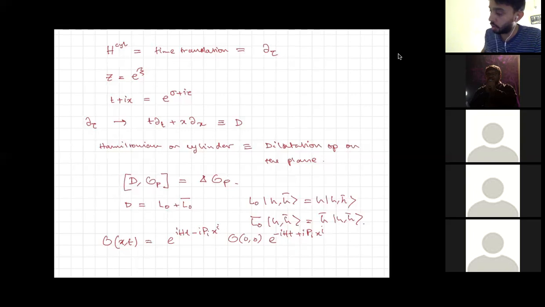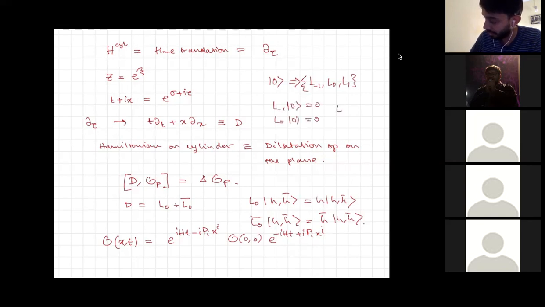So we will define a vacuum |0> such that it is annihilated by L minus 1, L0, and L1. I'm going a little bit ahead of what I want to do, but L minus 1 acting on |0> gives you 0, L naught acting on |0> gives you 0, and L1 acting on |0> gives you 0. So this is how your vacuum is going to be defined.